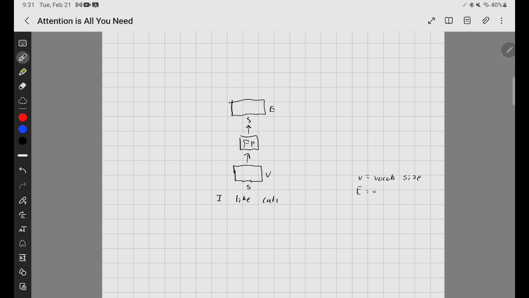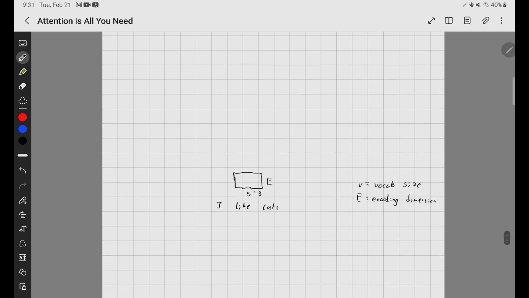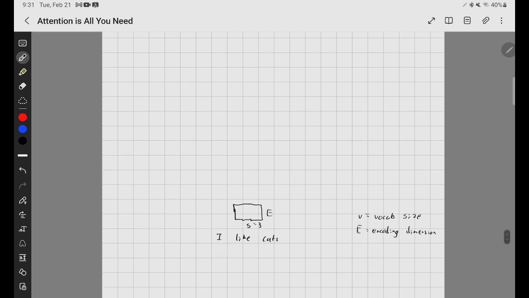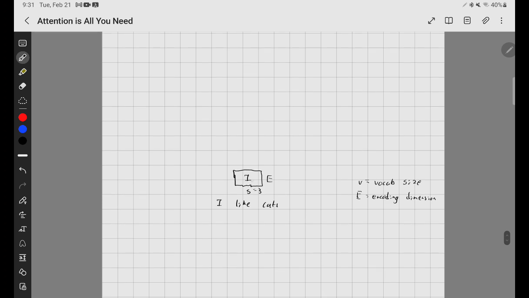And E will be the encoding dimension, or hidden size, or whatever you want to call it. I'm going to call it E. So it'll be S by E. In this case, S is equal to 3 for "I like cats", and E is some arbitrary number, whatever size you want to represent each of these words. It'll be a vector of shape E. So this will be our input.